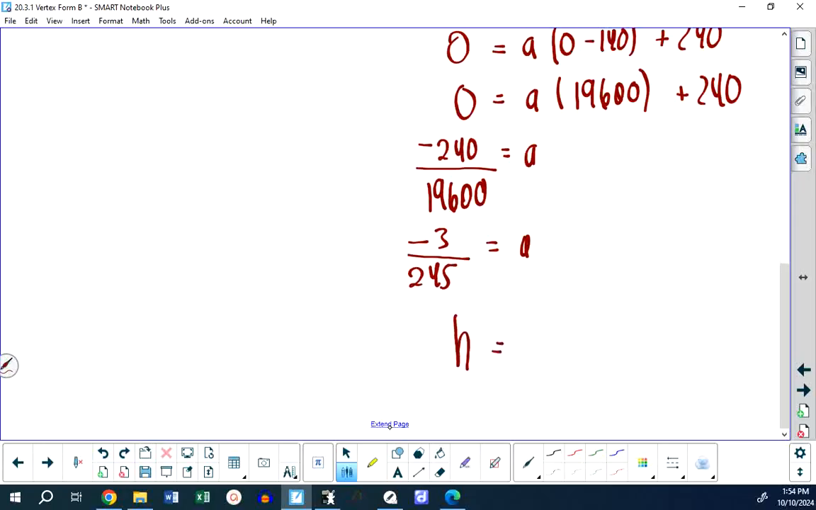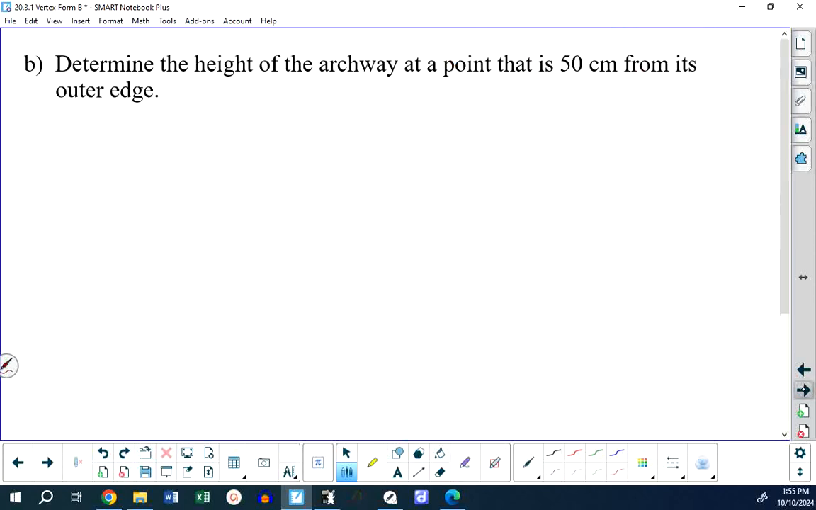So what is the equation for H? Negative 3 245ths times X minus 140 quantity squared plus 240. And the last question we're going to do here, and I'm not even going to touch on 3 today. Are we okay with getting A there? The last question we're going to touch on is this. What is the height of the archway 50 centimeters from the outer edge?